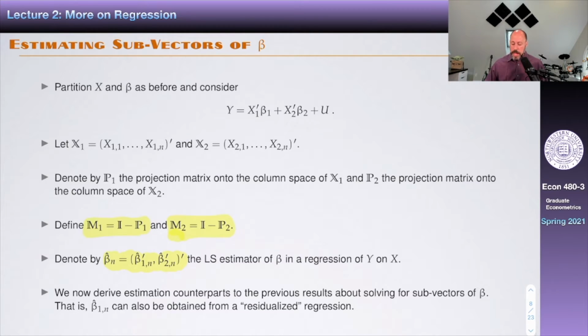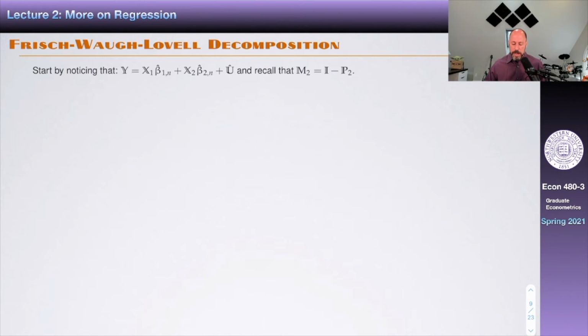So I want to see if we can derive an estimation counterpart to the previous result. That is, we want to have an expression for beta 1 hat that we can claim is numerically the same as running a simpler regression based on certain residuals. So let's look at that. This is a very famous decomposition. I'm going to start by writing the model like this. Y is equal to x1 beta hat 1 plus x2 beta hat 2 plus the least squares residuals.